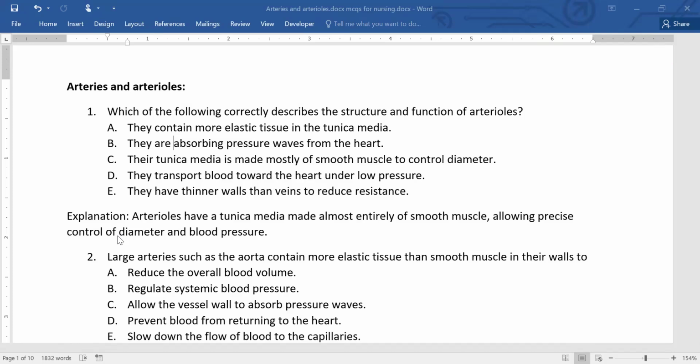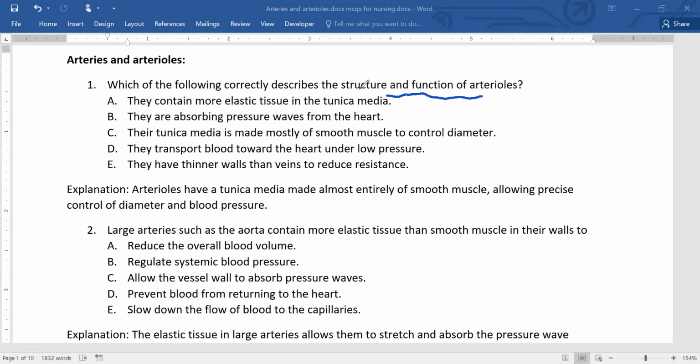Regarding the arteries and arterioles, which of the following correctly describes the structure and function of the arterioles? So in this MCQ, the question is the structure and function of the arterioles. They contain more elastic tissue in the tunica media. They are absorbing pressure waves from the heart. Their tunica media is made mostly of smooth muscles to control diameter.